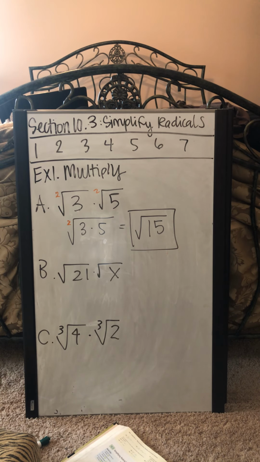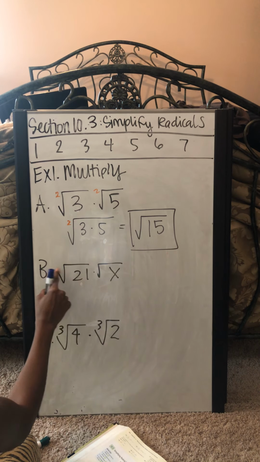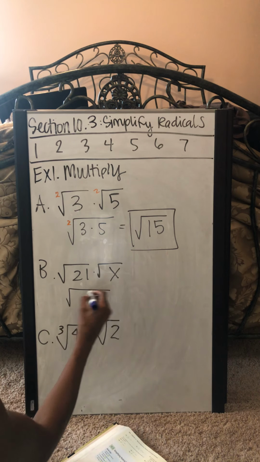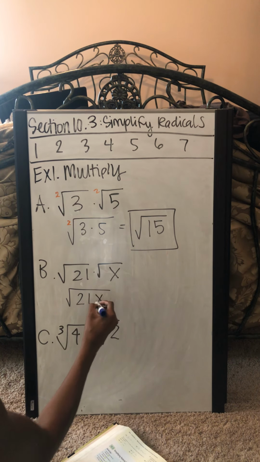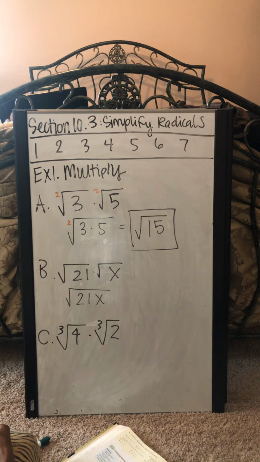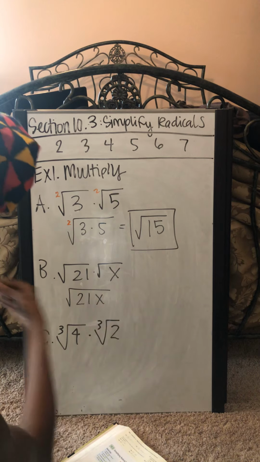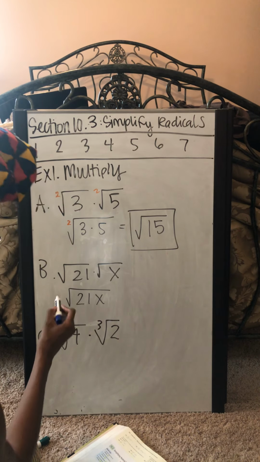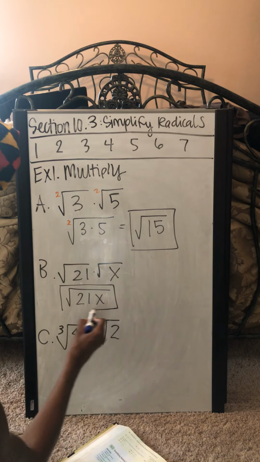For this next one, again, we do the same thing. We can combine them under one radical since they're the same. So we do 21 times x. 21 breaks into 7 times 3, and that's it. There's no groups of 2, so you can't pull anything out. There's only one x, so you can't pull anything out. So that would be the final answer, okay?